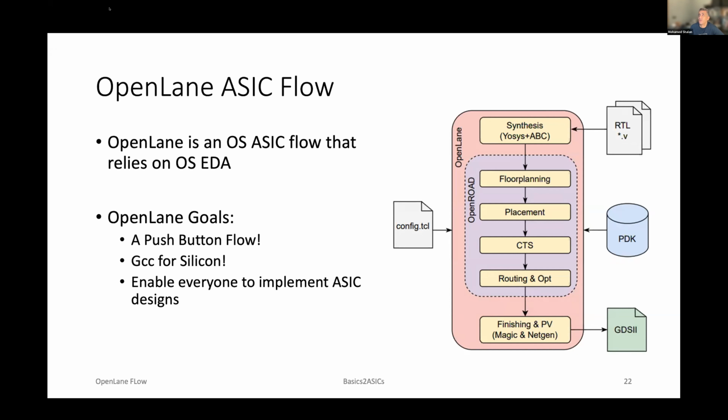OpenLane's goal is to have a push-button flow, and the reason behind that is to bridge the gap between software engineering and hardware engineering, because, as Yuan presented, we have more software engineers compared to hardware engineers. So we want to have a path for software engineers to do hardware as well, and OpenLane is targeting this idea. We wanted to be the GCC for silicon.